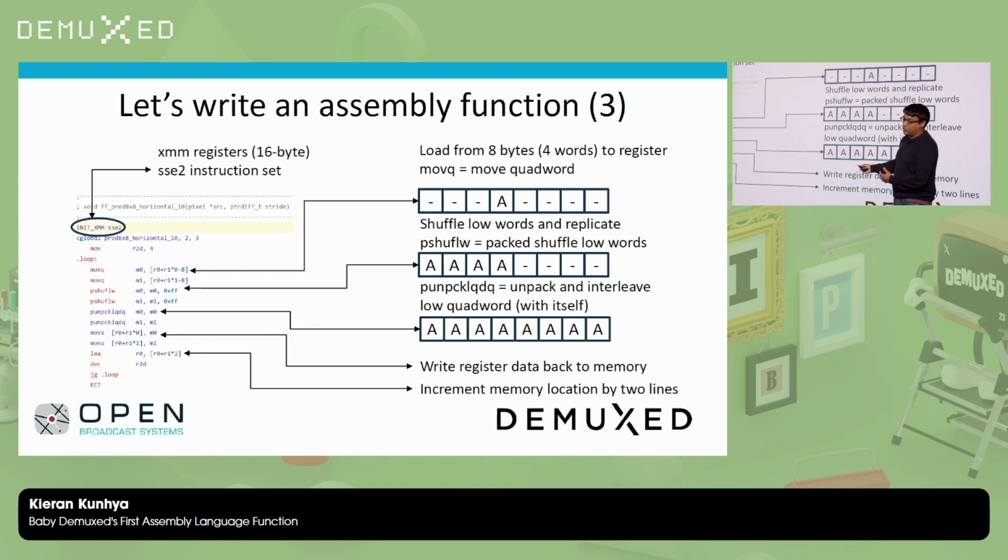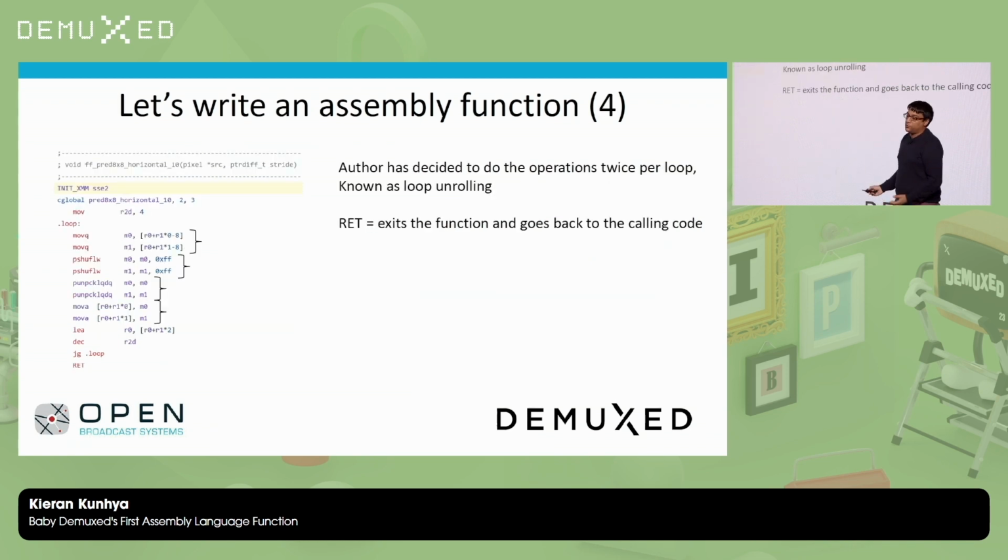And then in this case, you increment the memory location by 2 lines. LEA is a bit of a trick to move down by 2. Because in this case, the author's done something a little bit special. A bit like in C or other languages, they've decided to do loop unrolling. So they're actually operating on 2 lines at a given time. And they've most likely gone and measured that and decided that that's faster than doing it 1 by 1.